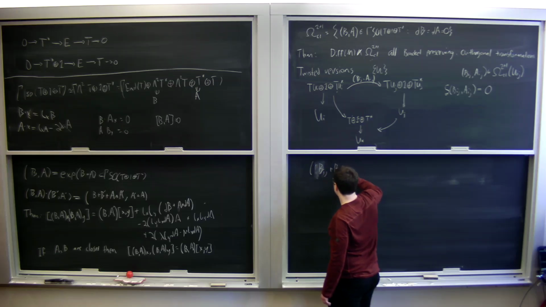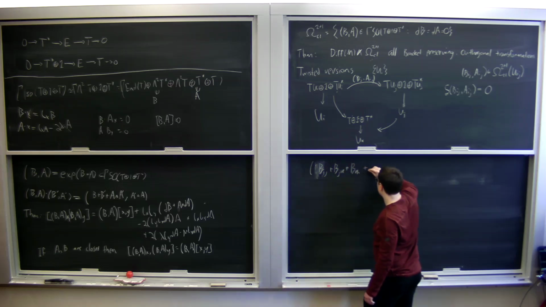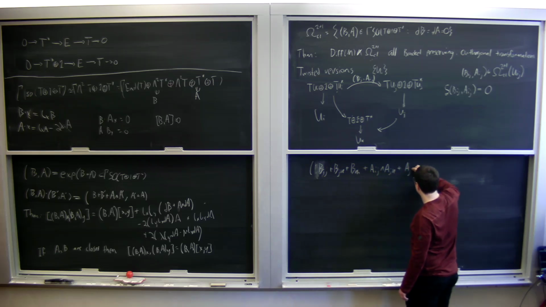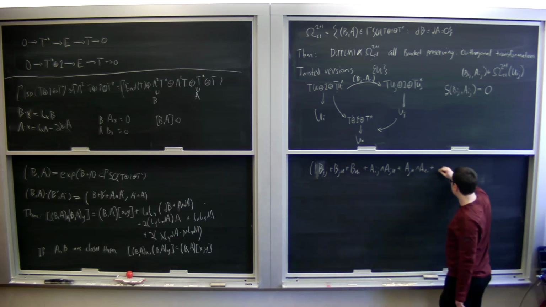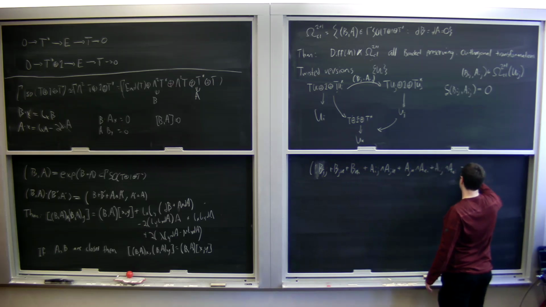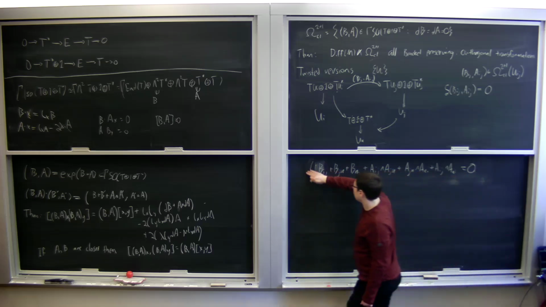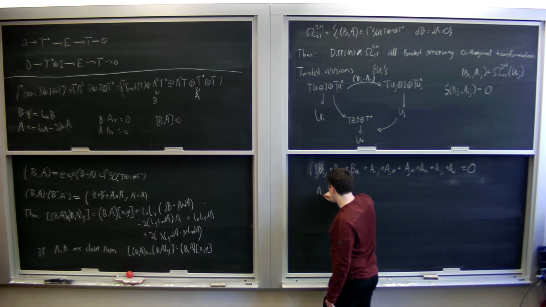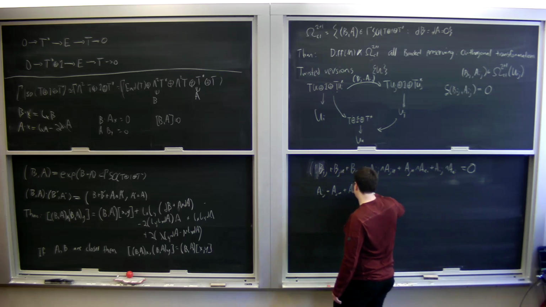B_ij plus B_jk plus B_ki plus A_ij wedge A_jk plus A_jk wedge A_ki plus A_ij wedge A_ki is equal to 0. And also just the standard delta of the A_ij is equal to 0: A_ij plus A_jk plus A_ki is equal to 0.